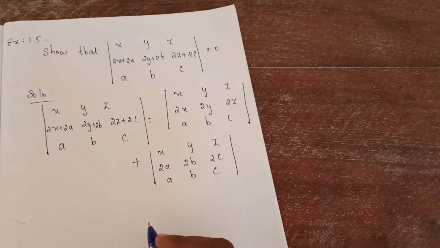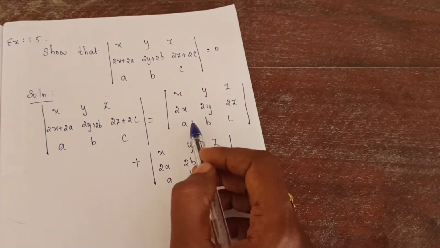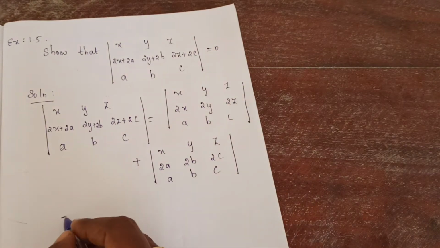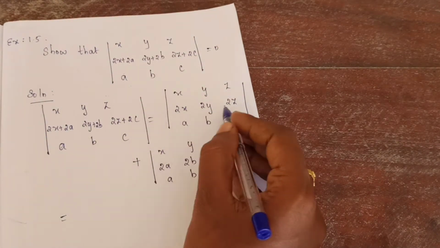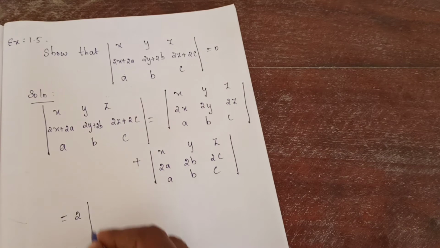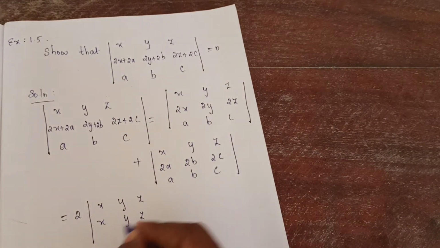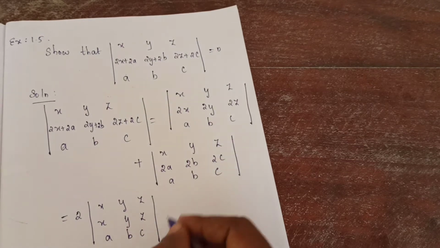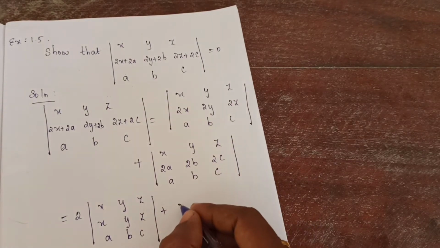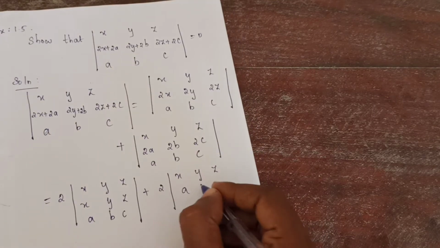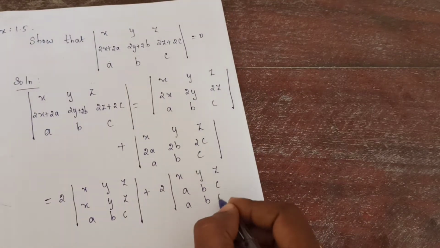Then I said in one property, if any one of the scalar is common to any one of the row, we will take that as outside. So here in this determinant, what's the common? 2 is common. So x, y is it. Second one, x, y is it. A, b, c. Same as that, here also what is common? 2 is common. So x, y is it. Then next one, a, b, c. Next one, a, b, c.